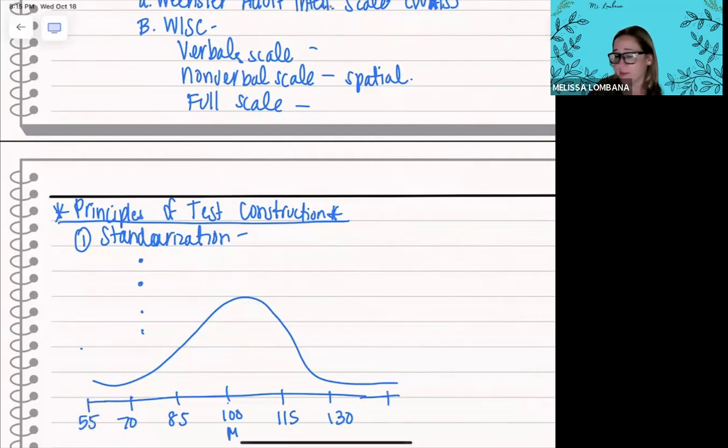I'm hoping that these are the numbers that are correct. It's a little late. I'm a little tired.